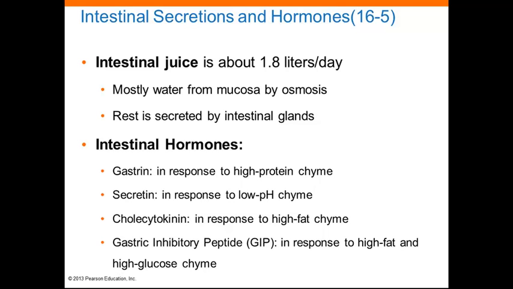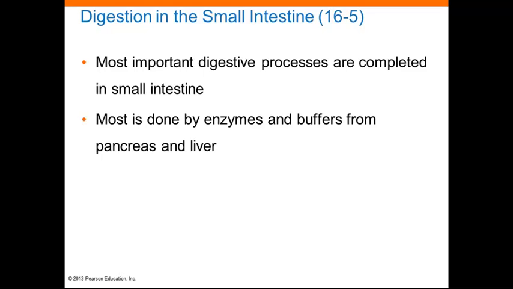Gastric inhibitory peptide, or GIP, is made in response to high fat and high glucose chyme. In the stomach, food becomes saturated with gastric juices and exposed to the digestive effects of a strong acid, hydrochloric acid, and proteolytic enzymes like pepsin.